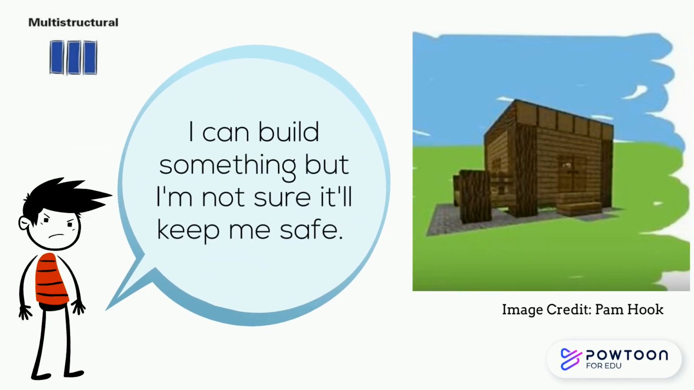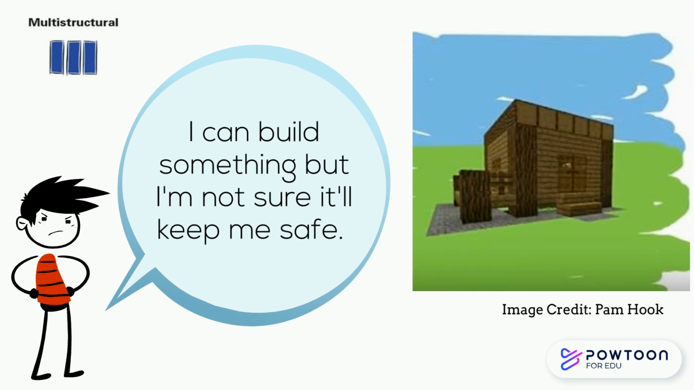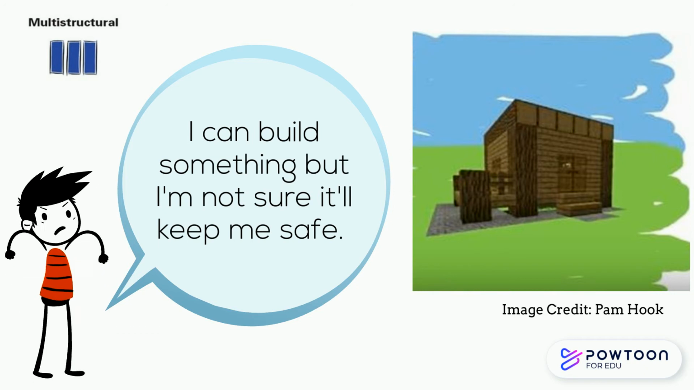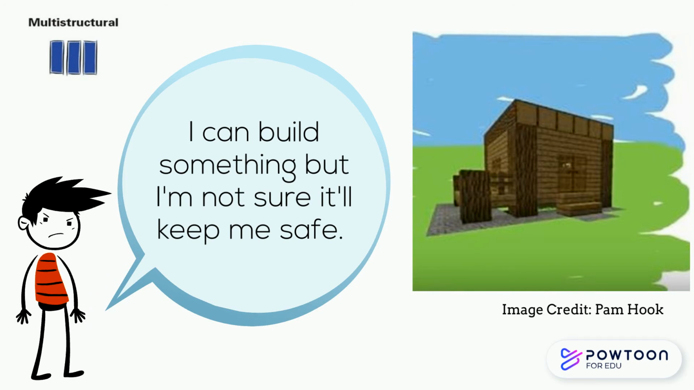Here, students may indicate they can build something, but they are not sure whether it will indeed keep them safe. So they can make a number of connections, but the meta connections between the different ideas are missed, and they don't really grasp the significance of the house as an entire whole. In Solo terms, students with such responses are said to be at the multi-structural level of understanding.